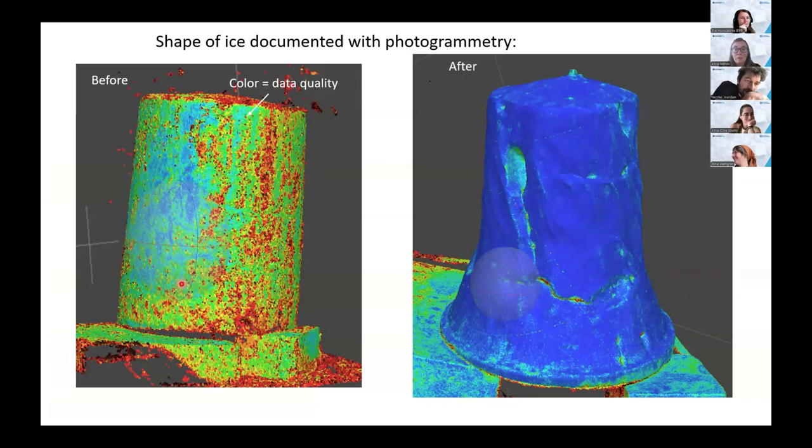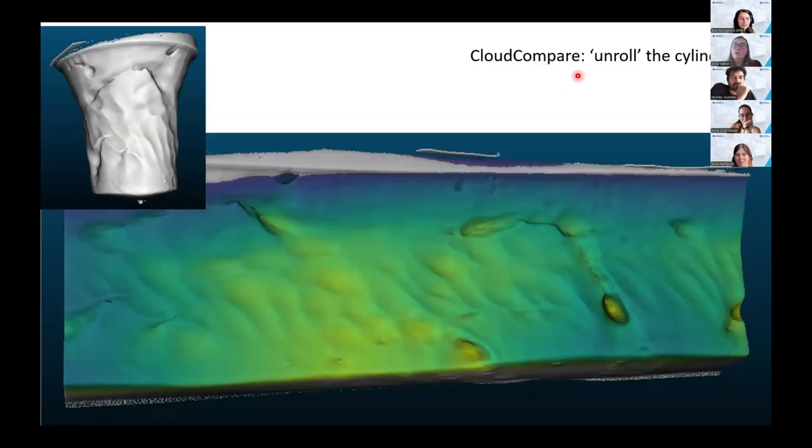It looked like this before, a normal cylinder. And from the photogrammetry, you can also get out the data quality, so red is bad quality and blue is good. So before the experiment, we had a cylinder, and after you can see this thing here with some features. And then if you use a software that Stina knows about, it's called CloudCompare, you can take a surface like this and sort of unroll it like a toilet roll, and then you can look more easily at these features.